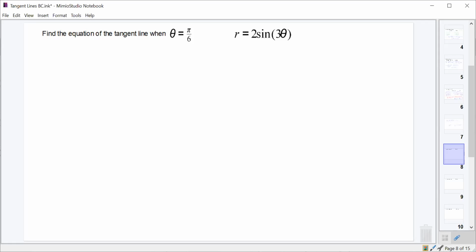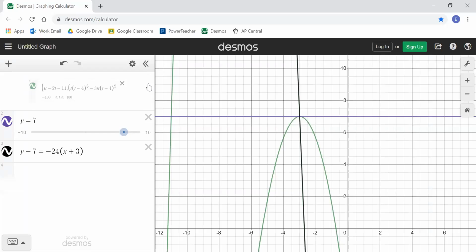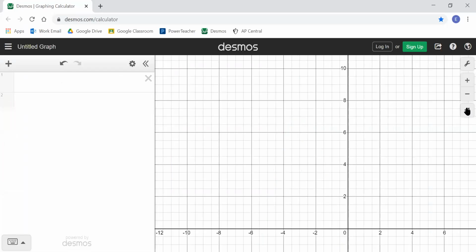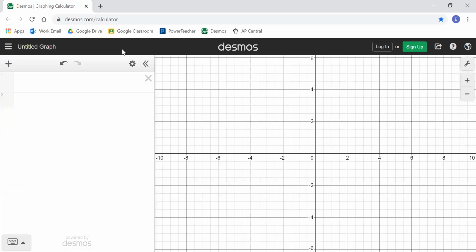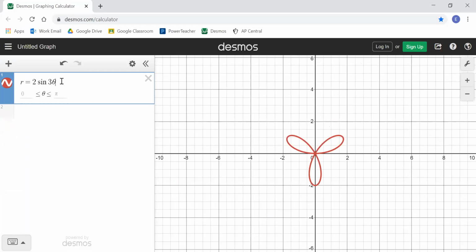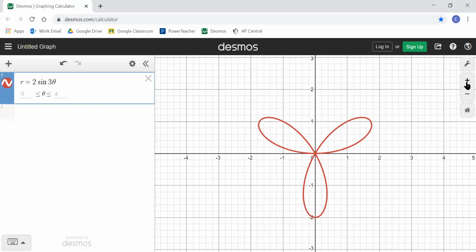Should they remember that? It's only been a couple weeks since we talked about polar stuff and what the graphs look like. What kind of curve is r equals 2 sine 3 theta? All right, good. Thank you, Ryan. It's a rose curve with 3 petals. And r equals 2 sine 3 theta. There it is, right? The rose curve with 3 petals. We want the tangent line at theta equals pi/6.